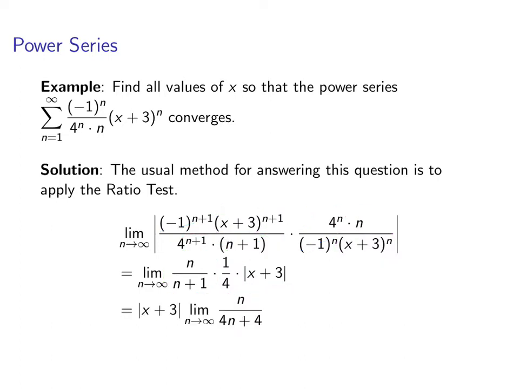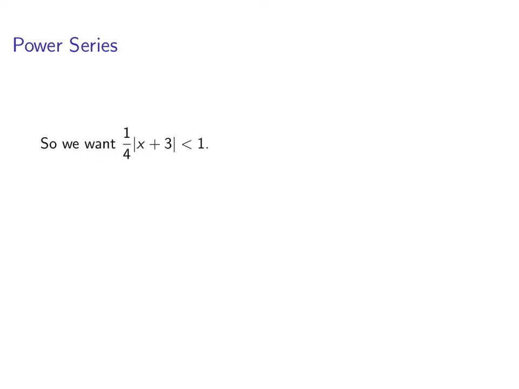Okay, now we're going to bring the absolute value of x plus 3 outside the limit, because the limit is as n goes to infinity, so that does not affect the absolute value of x plus 3. Now this limit here just turns into 1/4. Leading terms, right? Now we want what we got here, 1/4 absolute value of x plus 3, to be less than 1.